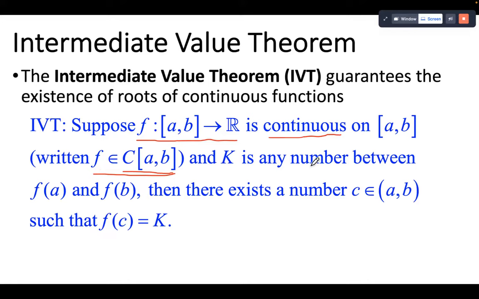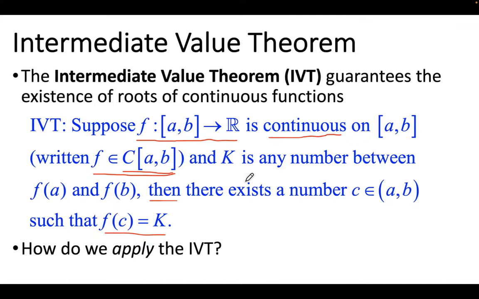K is any number between f of A and f of B. Then, if those hypotheses are satisfied, there exists a number C in the open interval from A to B such that f of C equals K. And how do we apply this?